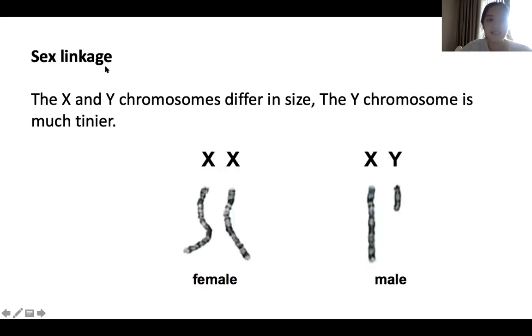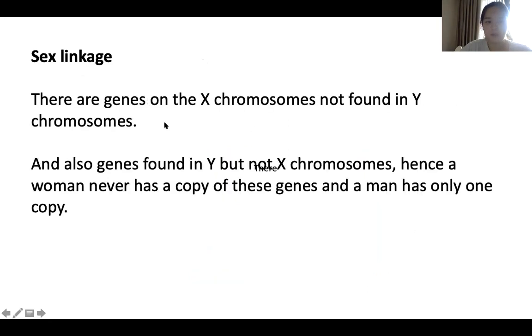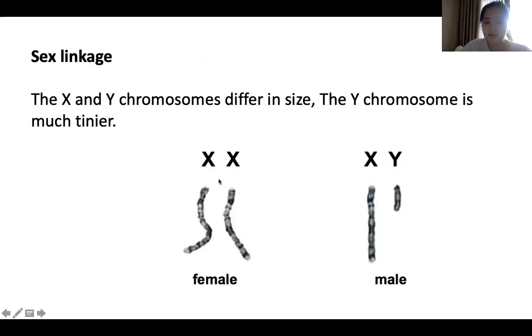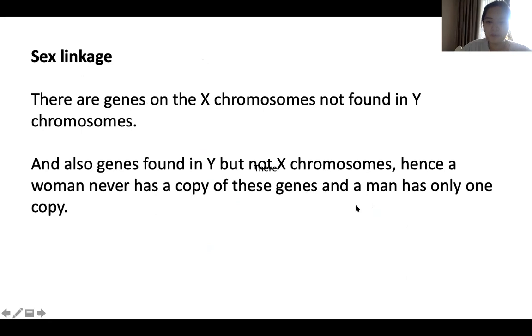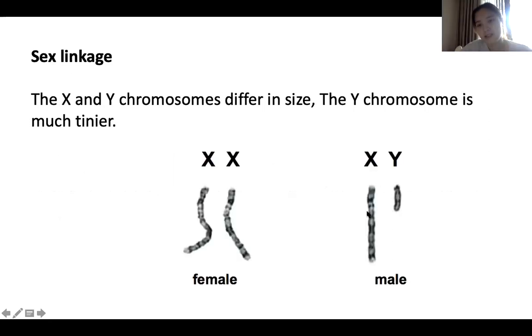Right, next. Sex linkage, this is regarding disease. Some diseases are more common in men than women. Now there's a reason for that, right? So you look through the chromosome. For female, XX, the X chromosome is longer, but the Y chromosome is shorter. What does this mean? It means that genes on the X chromosome, sometimes you cannot find them on the Y. For example, half of this is not in the Y. And some genes found in the Y cannot be found in the X. So it means a woman never has a copy of these genes, and a man has only one copy. Just to let you know why, because the size is different.